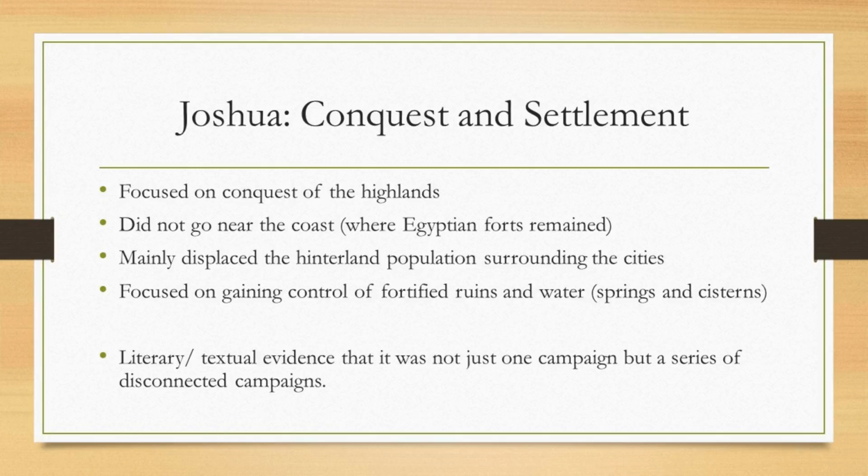And so within this, you have a conquest that focuses on the highlands. Now, it's important to note here that the book of Joshua really highlights that they're focusing upon the highlands. And that's significant because Egyptian strength was really along the coast. So this avoids that. Their major forts were along the coast. And it's fairly clear that the main goal of this Proto-Israelite population was to displace the hinterland population surrounding the cities, and really to defeat or absorb these semi-nomadic peoples that lived around the city-states into their identity.